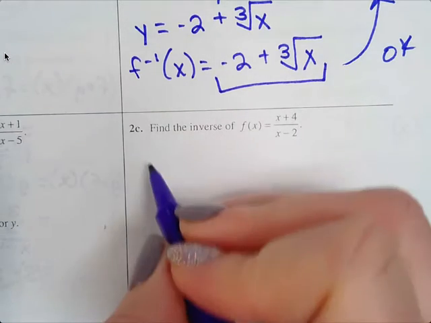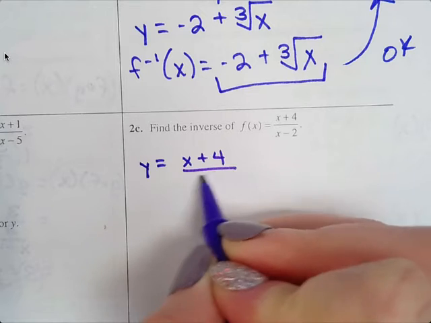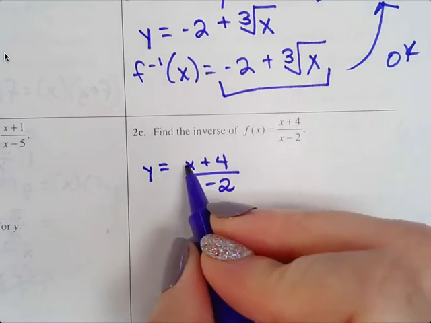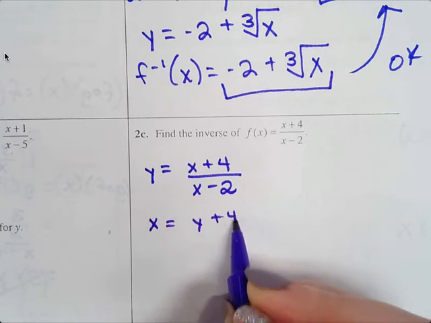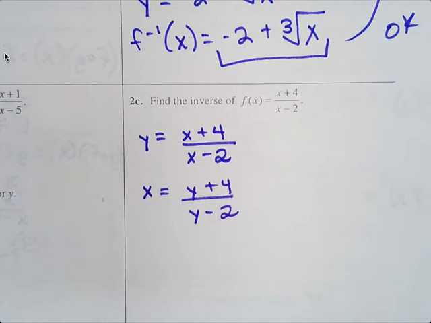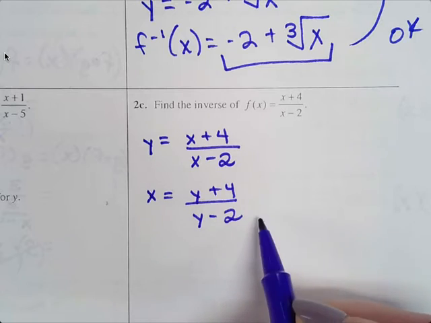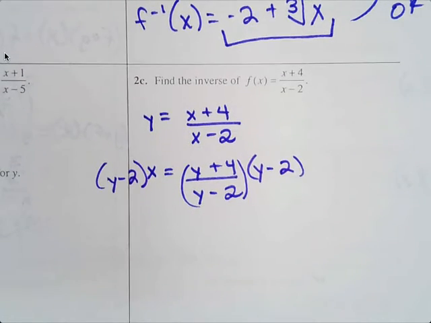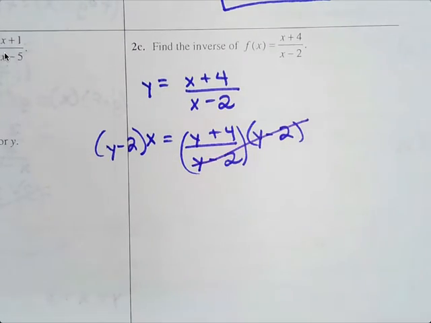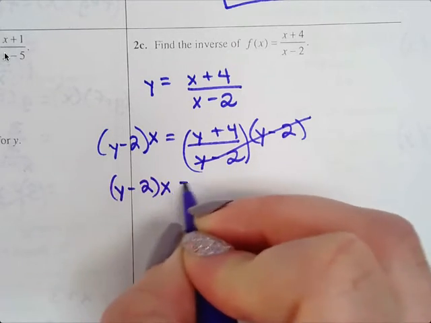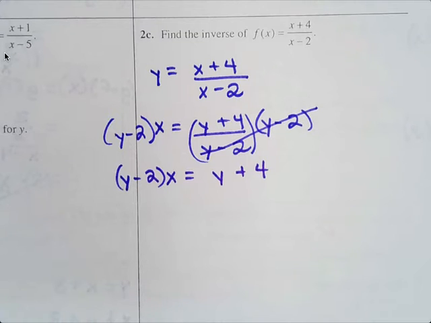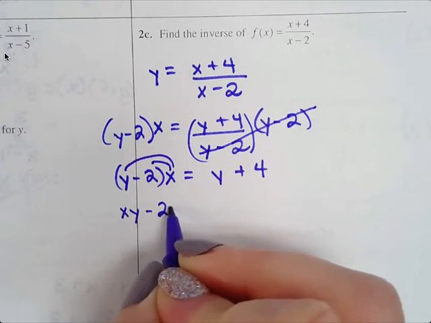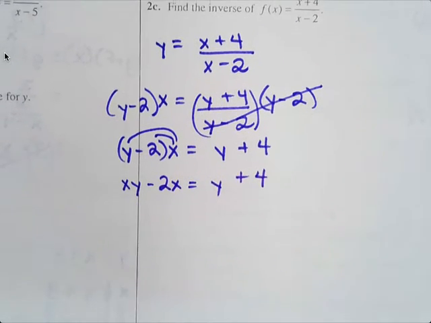So f of x, we're going to replace f of x with y equals. And then we are going to swap x's and y's. In order to get rid of this denominator of y minus 2, we're going to multiply both sides by y minus 2. So those cancel, and we get y minus 2 times x equals y plus 4. Distribute the x. That'd be xy minus 2x equals y plus 4.